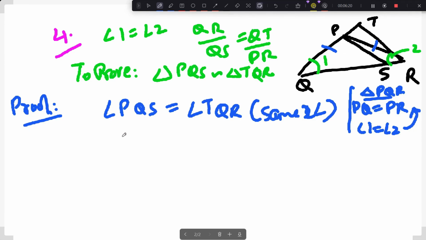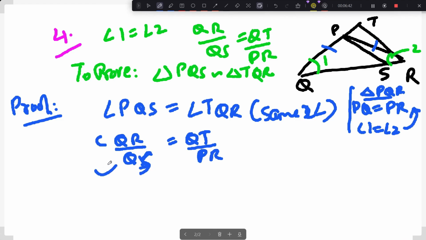That's one thing which we know. Now what have we been given? QR by QS is equal to QT by PR. So because we know that we have to prove that PQS is similar to TQR, TQR is the bigger one. So let's arrange it in that manner. QR is for the bigger triangle, QS is for the smaller triangle. Now what is QT by PR? QT is another side of the bigger triangle and PR is this. So what can we say PR as? PQ also, right? So QT by PQ, because PR is equal to PQ.